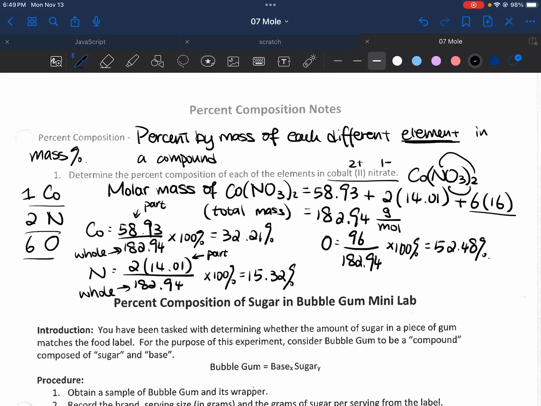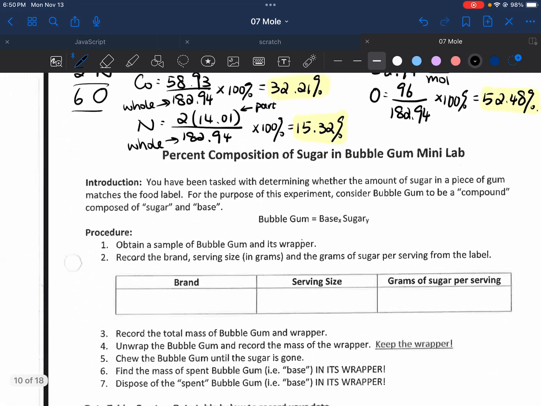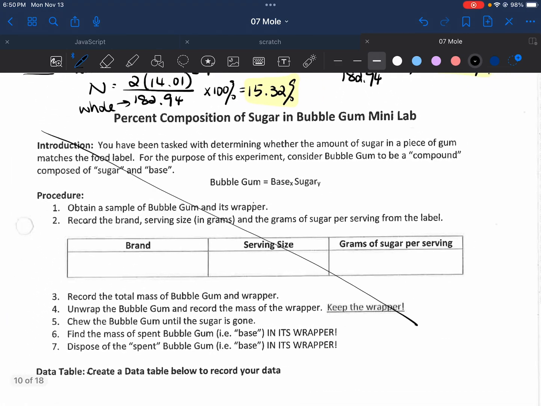Okay, so this is the percent composition, or the mass percent composition, of each of our elements in our compound of cobalt nitrate. So that means for every cobalt nitrate, I have 32.21% cobalt by mass, 15.32% nitrogen, and 52.48% oxygen.